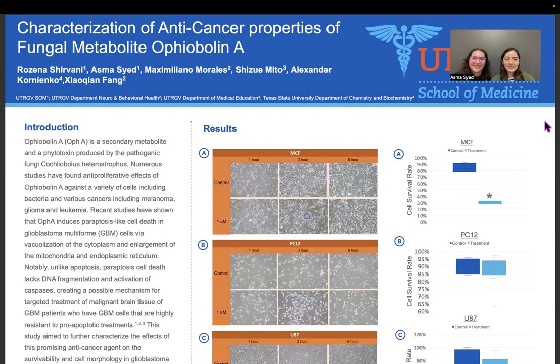Hello, I'm Rozena Shirvani, and this is my colleague Asma Syed, and we are presenting the characterization of anti-cancer properties of the fungal metabolite Ophiobolin A.